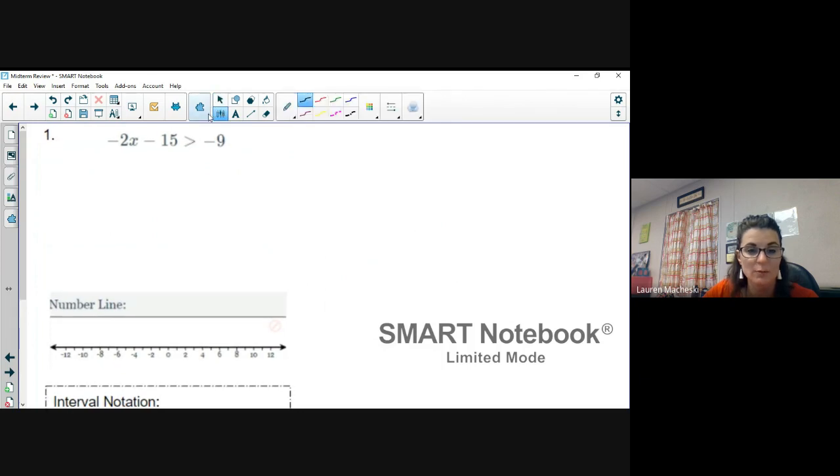So I kind of numbered these a little bit weird. So yes, this is number 1 again. That's fine. And then write down the inequality that you see right here.